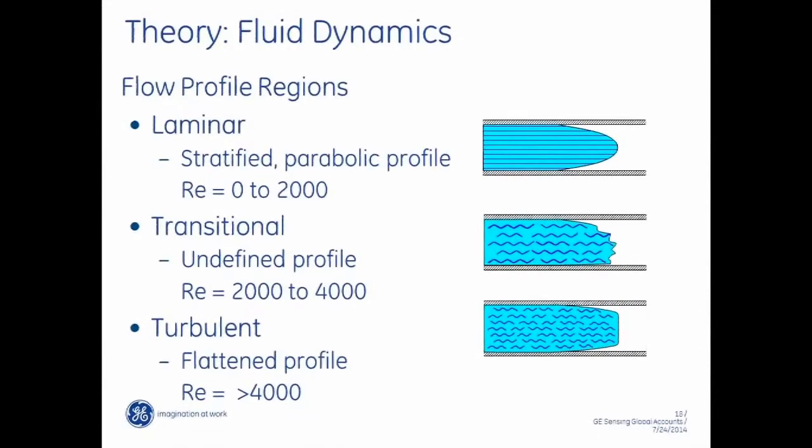All right, so there's three different profile regions. There's laminar flow, there's transitional flow, and there's turbulent flow. And they each have their range of Reynolds number. We work very well in the laminar and turbulent regime. We don't do very well in transitional because it's undefined. It's very difficult to make a measurement. You don't know where the actual velocity or flow profile is inside that pipe. So it makes it a bit more difficult. Can we get a number? Typically, yes, but it may not be a 1% number.